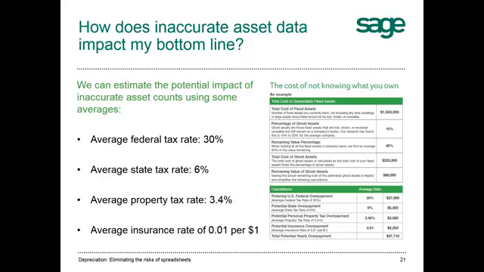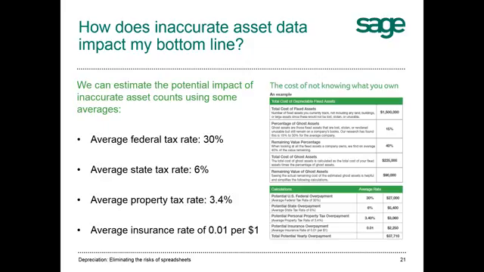Ghost assets are any assets that you have on your books, but you cannot physically find. And ghost assets have a very real cost. Let's walk through a potential example using some hard numbers and industry averages. In this case, we're going to assume a number of averages to apply to our costs. We're going to assume a federal tax rate of 30%, a state tax rate of 6%, property tax rate of 3.4%, and an average insurance rate of 1 cent per dollar.